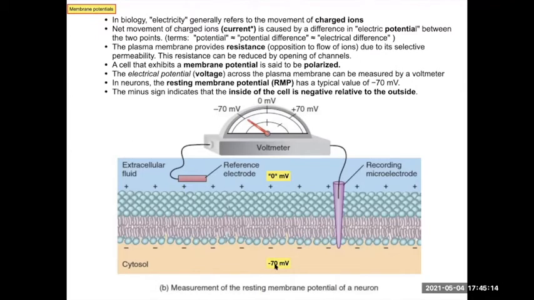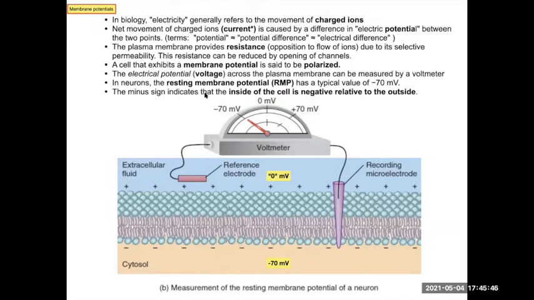If you're in a house, it's really hot outside, it's 100 degrees. Your house has an air conditioner and it's 65 degrees. The difference would be minus 35. You could say your house is minus 35 relative to the outside. That's kind of what this is like. We're going to set the outside at 0 and say that the inside of a cell is minus 70 millivolts. So that's the electric difference across here.